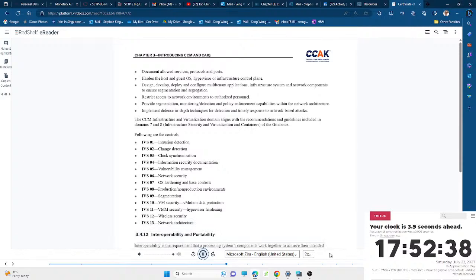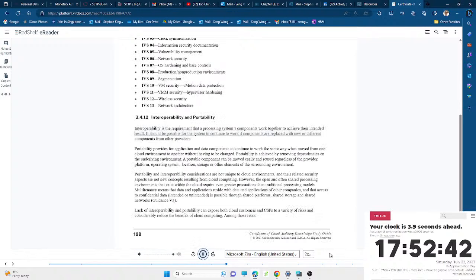Interoperability and portability. Interoperability is the requirement that a processing system's components work together to achieve their intended result. It should be possible for the system to continue to work if components are replaced with new or different components from other providers. Portability provides for application and data components to continue to work the same way when moved from one cloud environment to another without having to be changed. Portability is achieved by removing dependencies on the underlying environment. A portable component can be moved easily and reused regardless of the provider, platform, operating system, location, storage, or other elements of the surrounding environment.